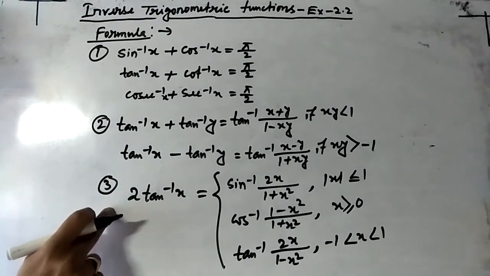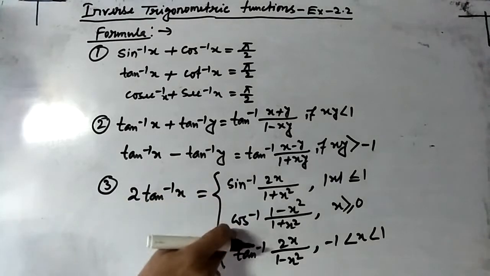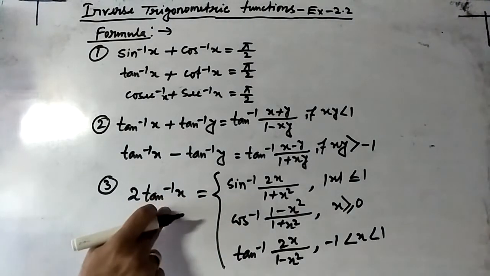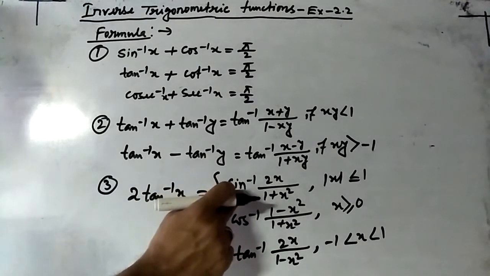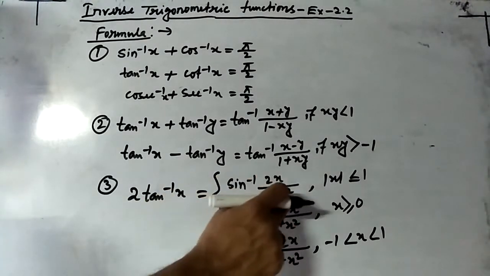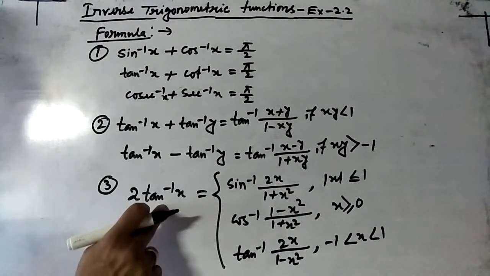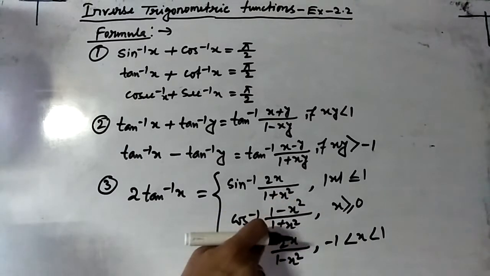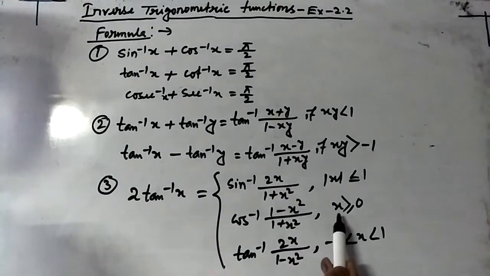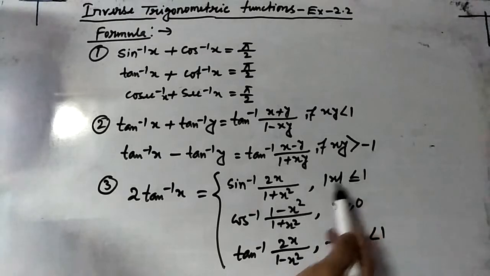Most of the time we are using these two formulas. And the third formula, a very important formula, 2 tan inverse x. If it is required to convert tan inverse x in terms of sin inverse, then we'll use sin inverse of 2x upon 1 plus x square. If it is required to express it in terms of cos inverse, then you will use cos inverse of (1 minus x square) upon (1 plus x square). The condition is written here: x greater than or equal to 0. In the first case, mod of x should be less than or equal to 1.